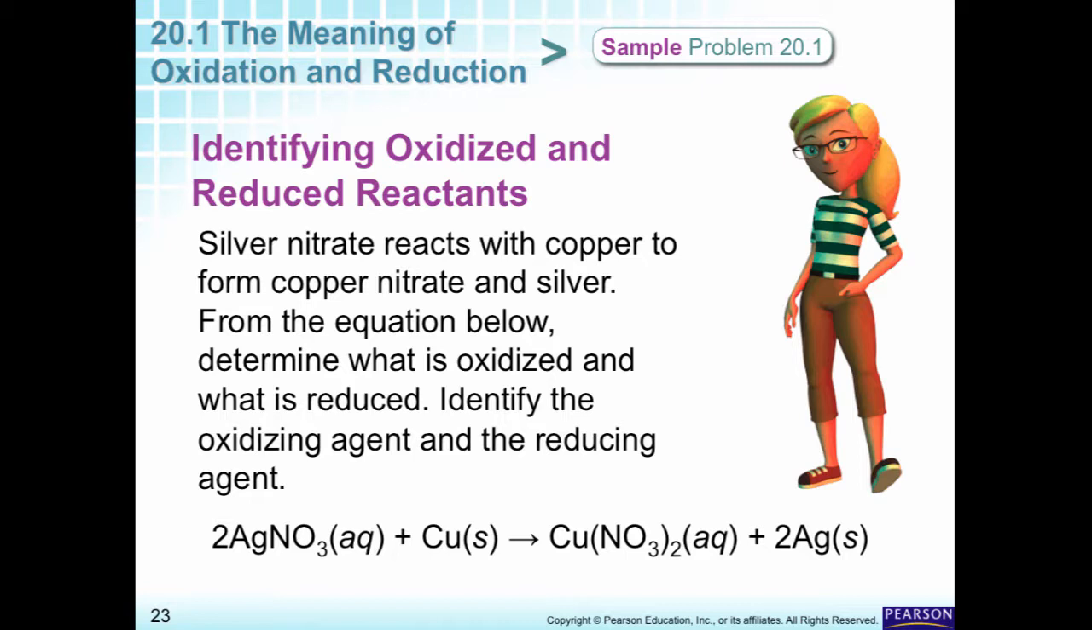All right, let's do a real case scenario. Silver nitrate reacts with copper to form copper nitrate and silver. From the equation below, determine what is oxidized and what is reduced. Identify the oxidizing agent and the reducing agent. Okay, so silver nitrate. So what happens to the silver? It goes from silver nitrate to silver.